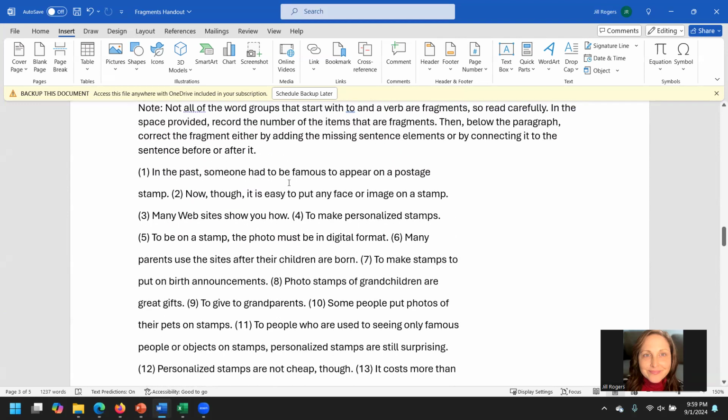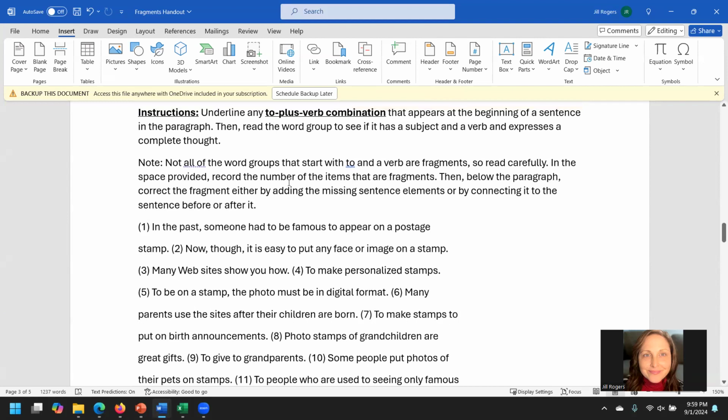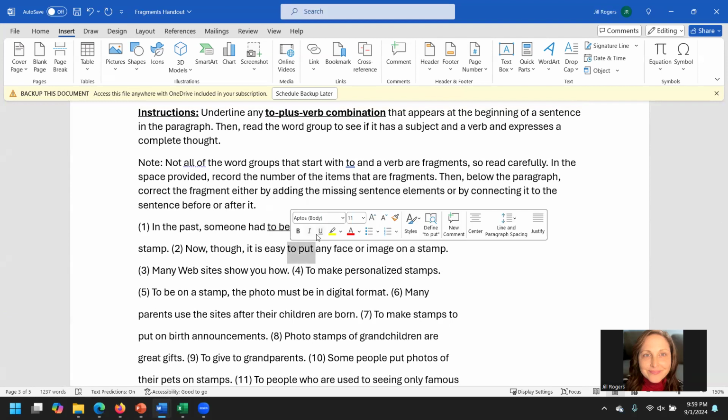So you read through it. Underline any "to". Okay, well, I see "to be" here, right? But they have a verb there. Oh, it's okay. Now, "that it is easy to put any"... oh, wait a minute. Another "to put". But I already see a verb here. Now, "though, it is easy to put any face or image on the stamp." It has a subject, it has the verb "is," and it has a complete thought. So that's fine.